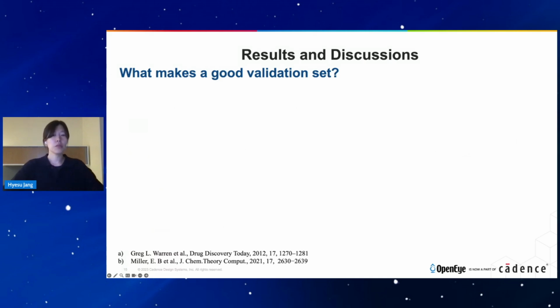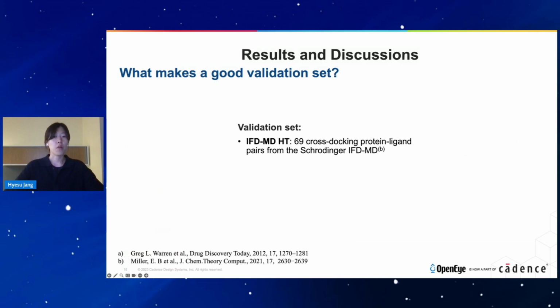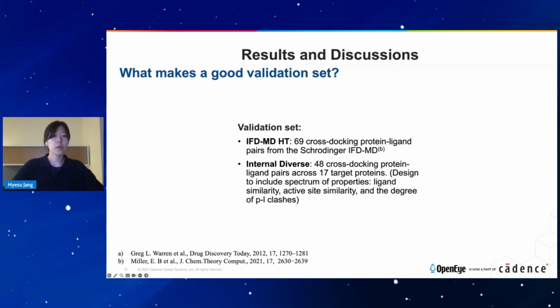And with that single criterion, when we looked at the IFD-MD paper, they have around 400 cross-docking pairs in their training and test sets, but only 20% of them survived. So we took 69 cross-docking pairs from the paper and we added an additional internal 48 cross-docking pairs so that we could include a spectrum of properties, including ligand similarity, active site similarity, and the degree of protein-ligand clashes.